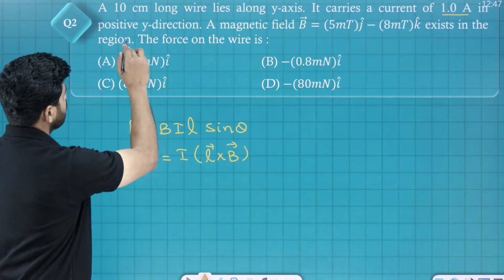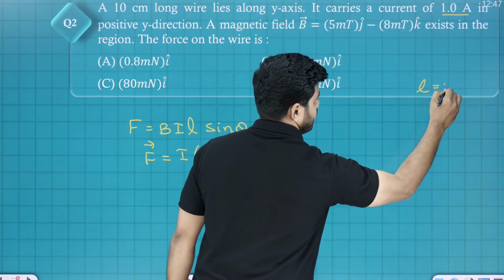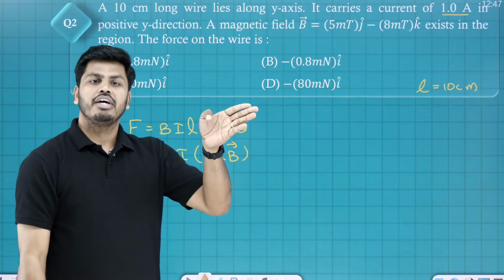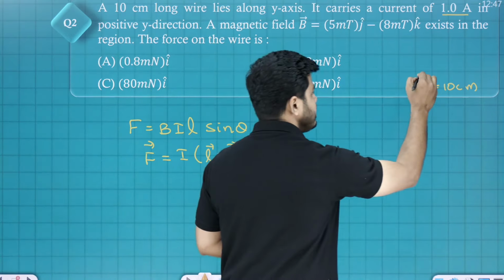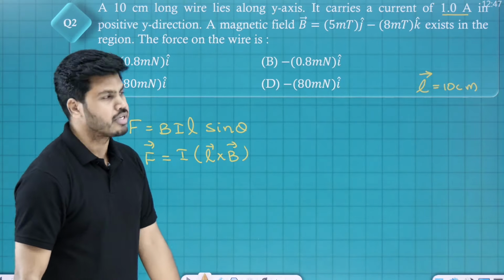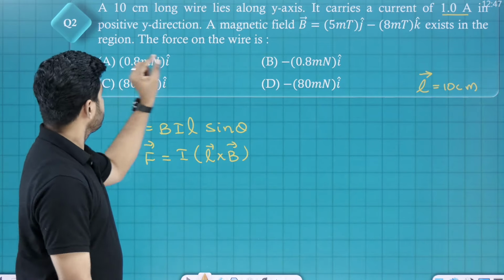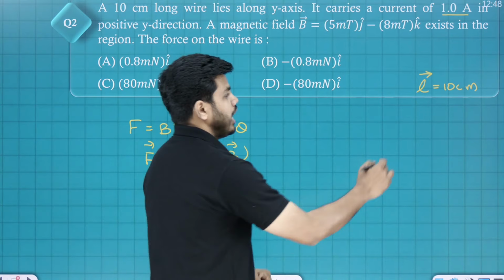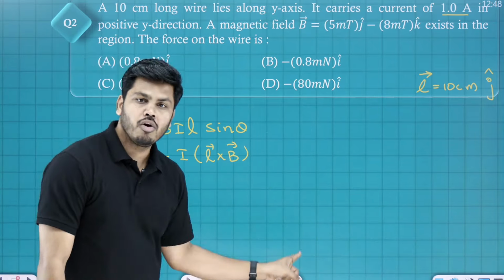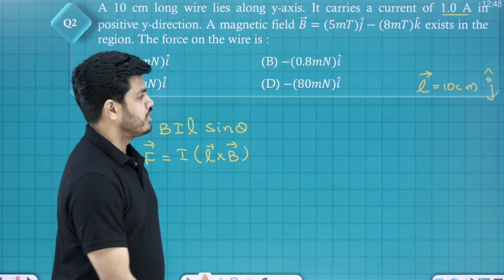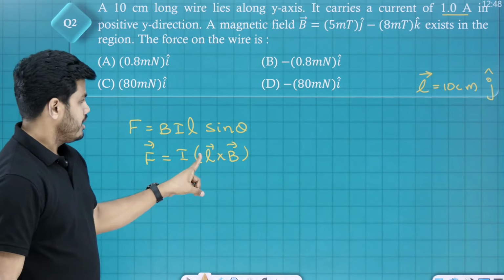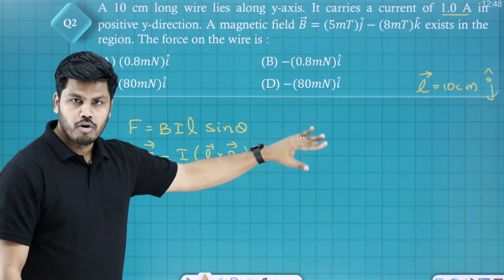Look at this. The length of the wire is given as 10 centimeters. The direction of the length of the wire is always along the direction of the current. So to write length as a vector, you should check the direction of the current given. The question says 1 ampere current in the positive y direction. So L is actually 10 centimeter J cap, because the current is along the positive y-axis. That is in centimeter, and the magnetic field is in millitesla, so we take care of all those conversions.